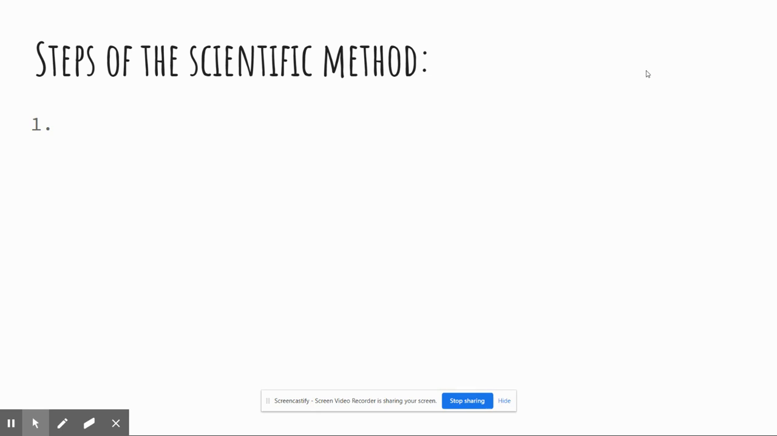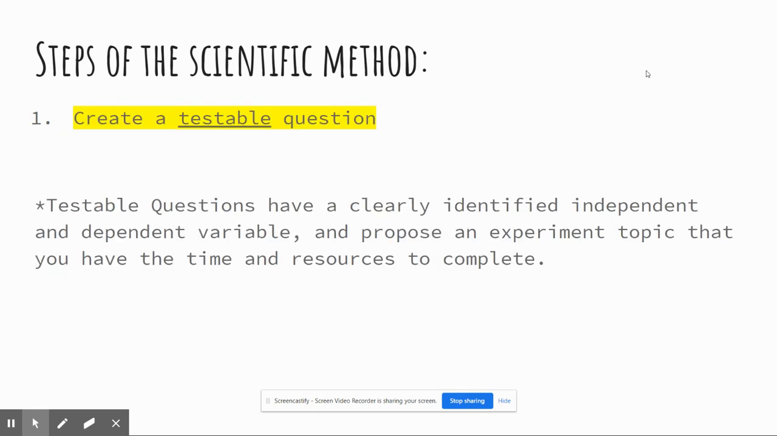You need to start off with what we call a testable question. So what makes this different than just a general question is that testable questions are very specific. They have a clearly identified independent and dependent variable, and they basically propose an experiment that you have the time and resources to complete, or that you will have the time and the resources eventually to complete. We'll talk a little bit later about what an independent and dependent variable are, but you have to have both of them clearly identified and in the testable question in order for it to be a question that you can really do an experiment on.